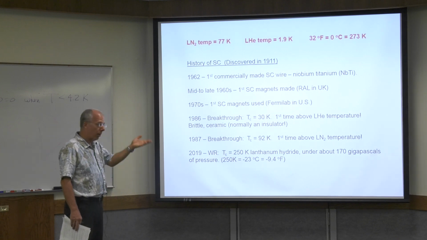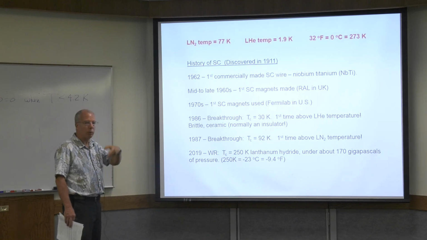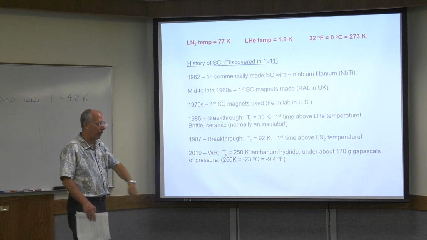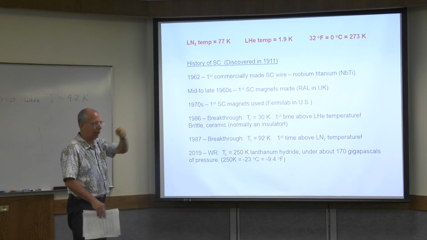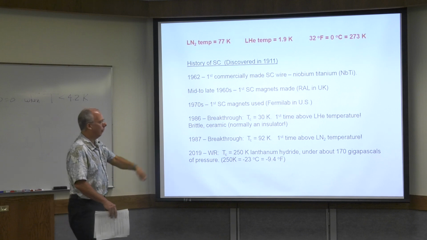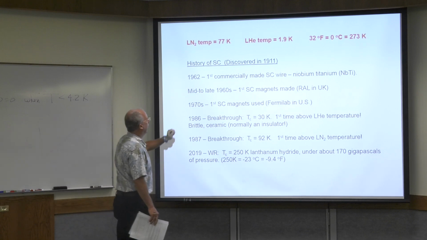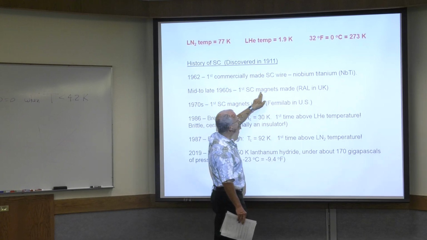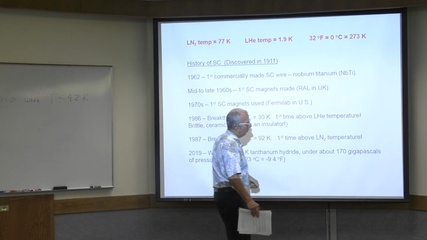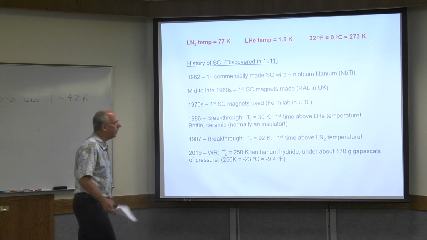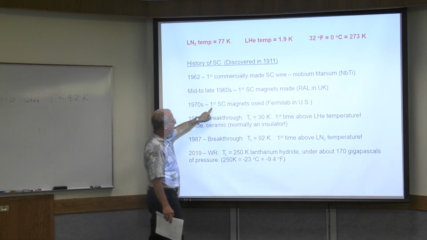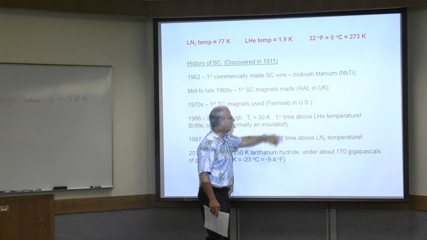So this is really the particle physics community, because they wanted to make really, really powerful magnets. And you're going to learn later on that you make magnets by winding wire around a conductor or a bolt or something like that, all right? Okay, so in the mid to late 60s, the first superconducting magnets were made in the UK. So it's great, but still, you had to get them to liquid helium temperatures. In the 1970s, the first superconducting magnets were used in the United States.